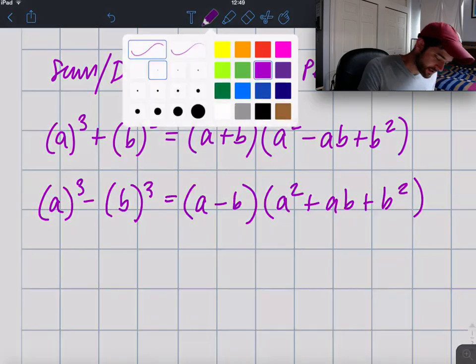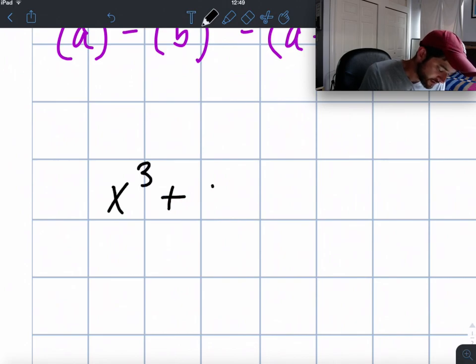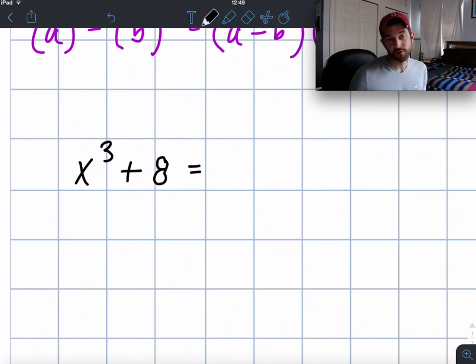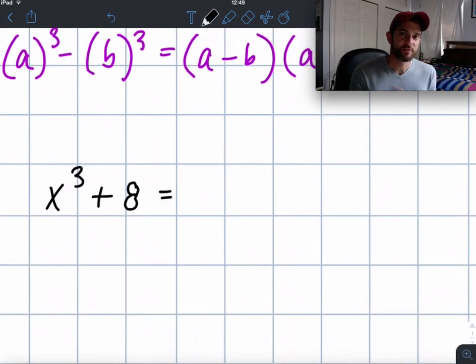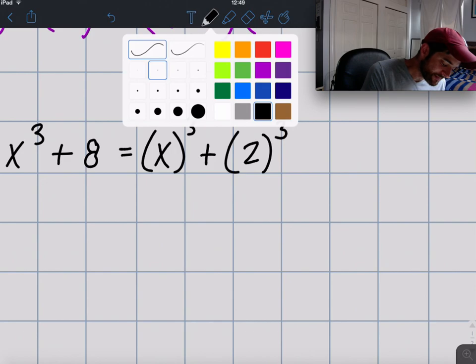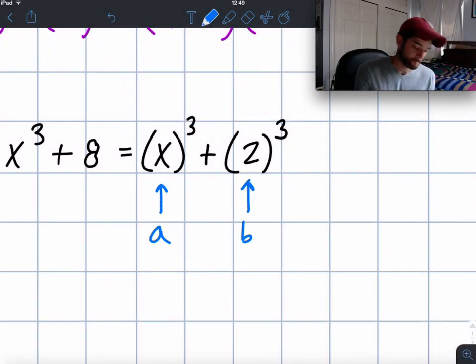So let's try this out on a couple of examples. Let's start off fairly easy with x cubed plus 8. Again, notice before I use parentheses. I'm going to rewrite this in terms of what's actually being cubed so I can get an idea of what a and b are. So this is x cubed plus 2 cubed. That means that in the formula, x is a and 2 is b. And that'll allow me to put it into the formula very easily.